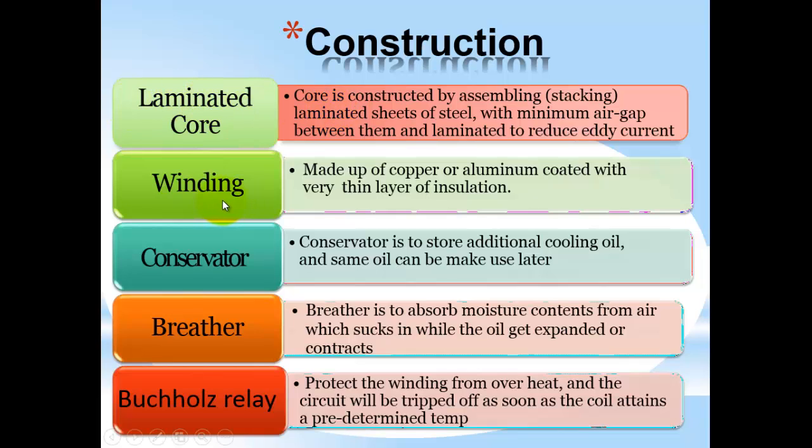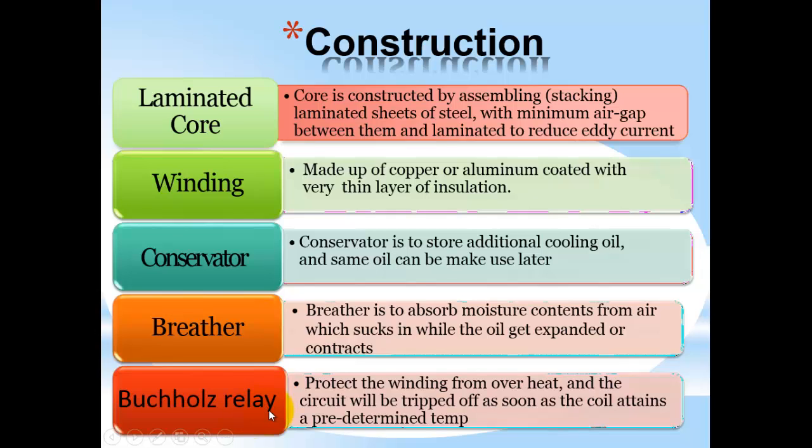There is a winding which can be made of copper or aluminum coated with a very thin layer of insulation, which has a temperature class and an insulation class as well. Then comes the conservator. It is to store additional cooling oil. The breather is used to absorb the moisture content from the air whenever the air is sucked in while the oil expands or contracts.